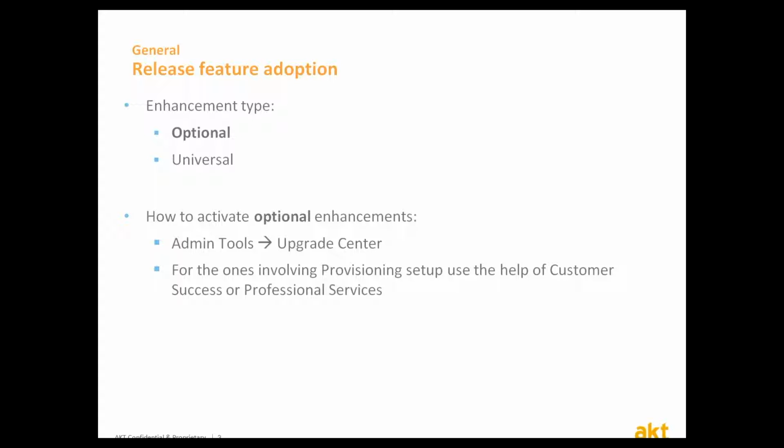If it's an admin opt-in, then you can enable it via the admin tools or the upgrade center. And if it's a provisioning opt-in, you should contact SuccessFactors customer support, or your implementation partner to enable that for you. The other type is universal, and the universal part is available or enabled to all customers, and it's available for you to use without doing anything about it.